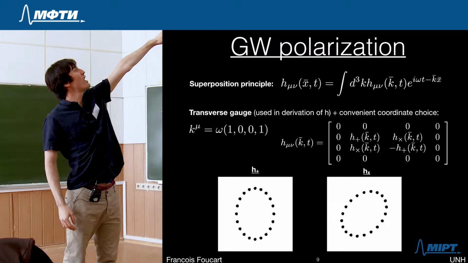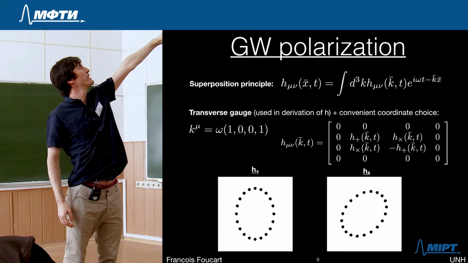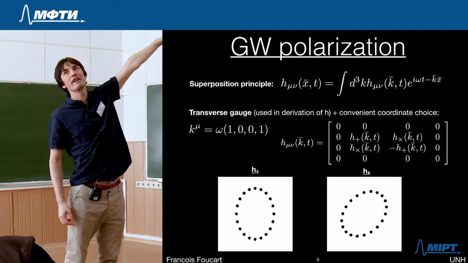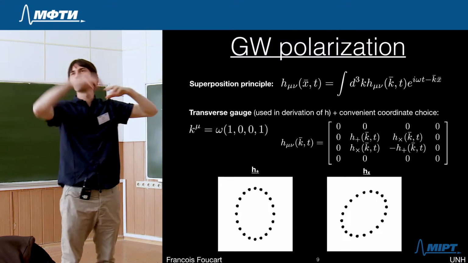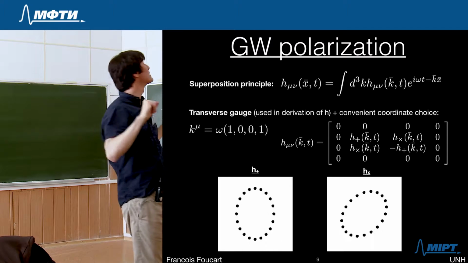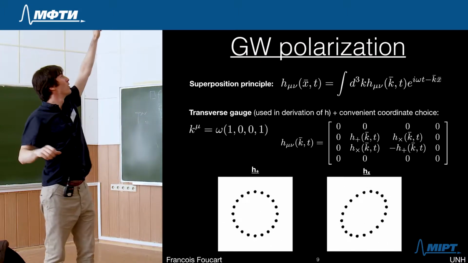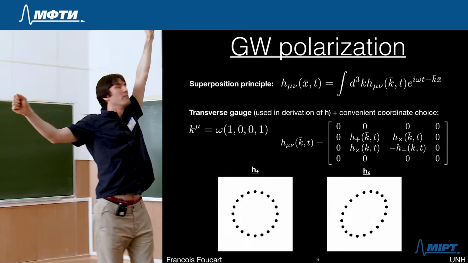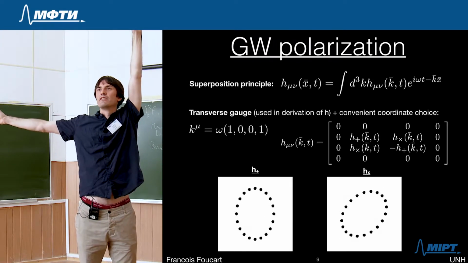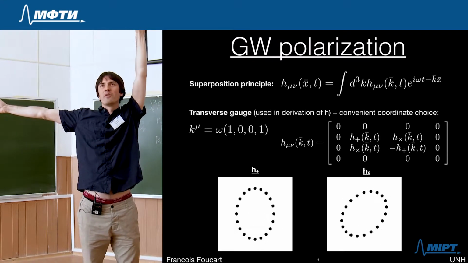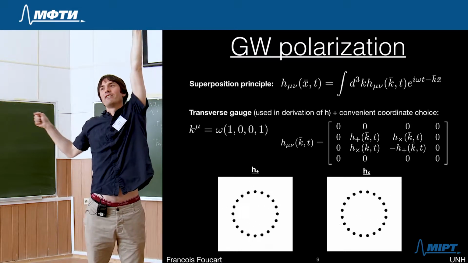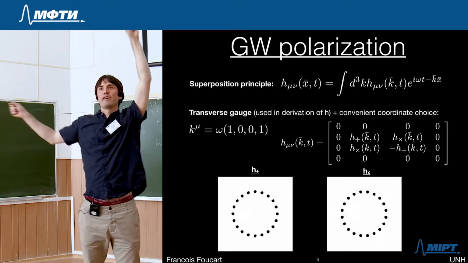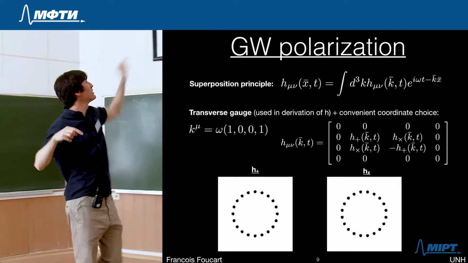You have an h plus component here, which only comes in the h_xx and h_yy components of the metric perturbation, in this case assuming a gravitational wave is moving along the z-axis. That means that when distance measured in the x direction increases, distance measured in the y direction decreases. Then it oscillates back the other way, and they keep oscillating out of phase with each other. So that's the one that's shown on the left.